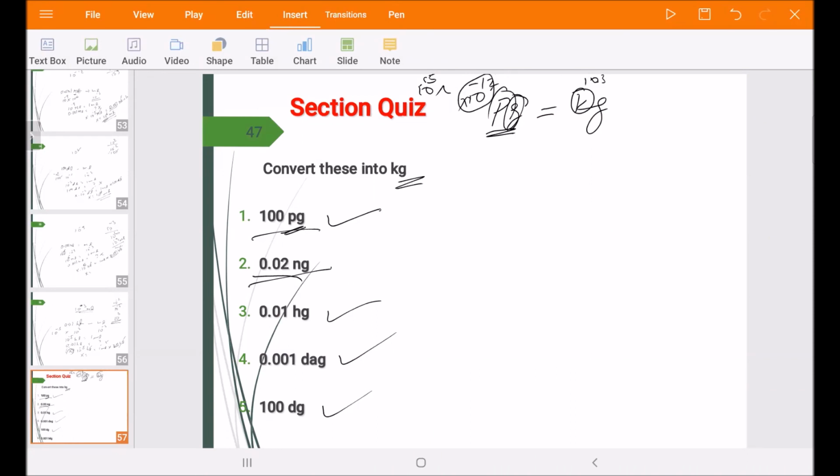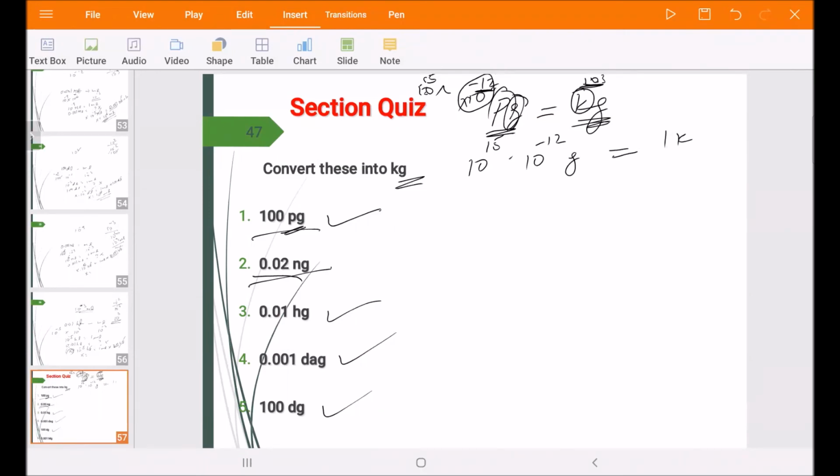1 kilogram is equal to 10 to the power of 15 picogram. Pico is minus 12 and kilo is 10 to the power of 3, so 10 to the power of 15 times 10 to the power of minus 12 gram.